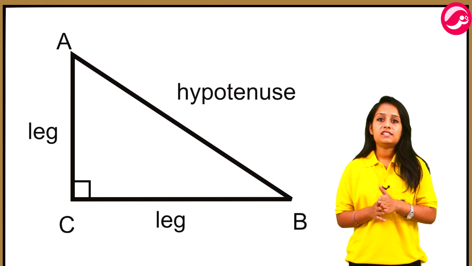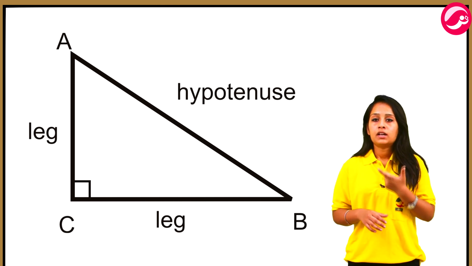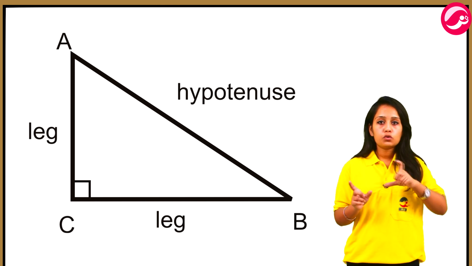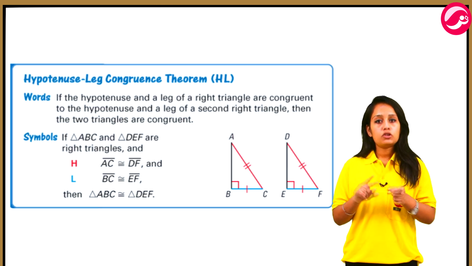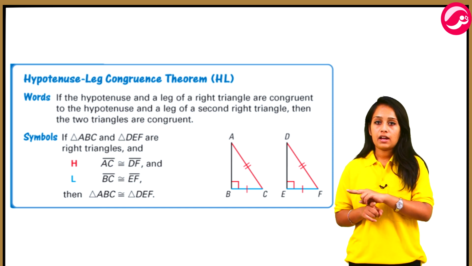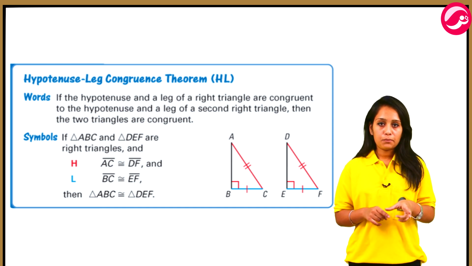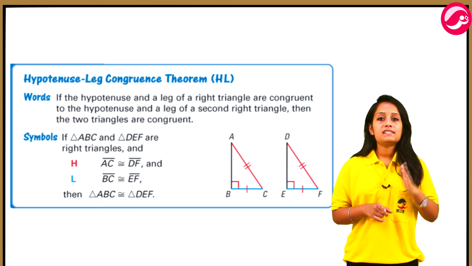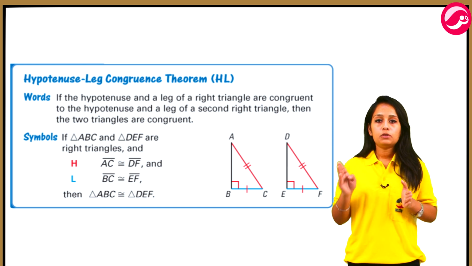Now HL stands for hypotenuse and leg. The longest side of a right angle triangle is called the hypotenuse and the other two sides are called legs. This rule is also called the RHS rule. It means that we have two right angle triangles with the same length of hypotenuse and the same length for one of the other two legs. It doesn't matter which leg since the triangles could be rotated.